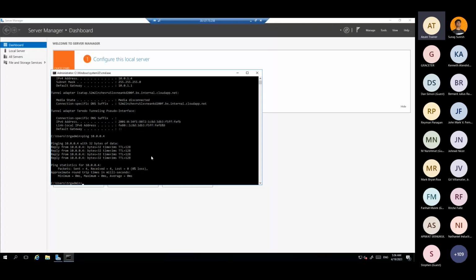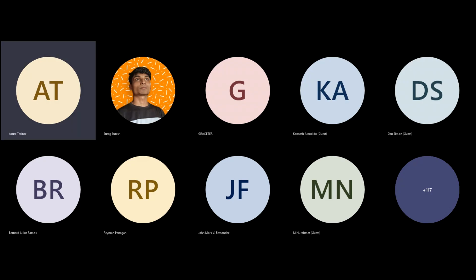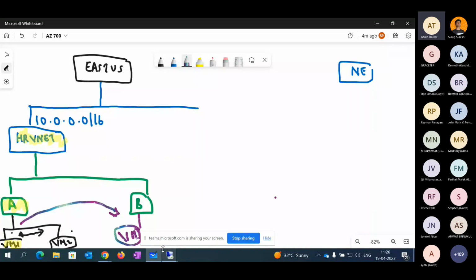So by default, the conclusion we are getting here is that if you have multiple subnets configured under the same VNet, by default there will be communication. I hope you got this point, right? If you have one network, by default there will be communication between whatever subnets have been created within a VNet. That is the learning so far we have. Has this point been clear? Any questions?